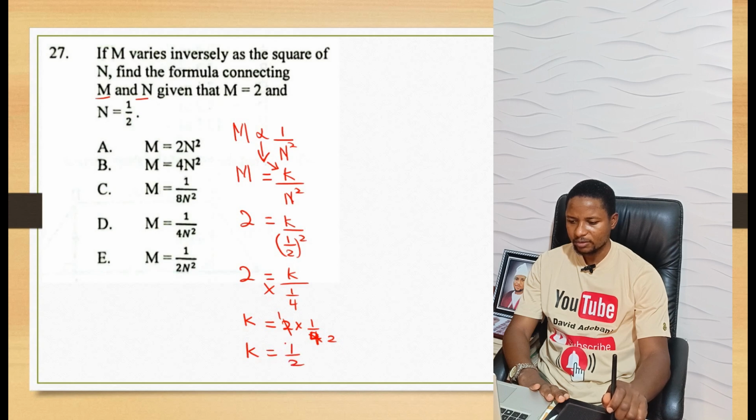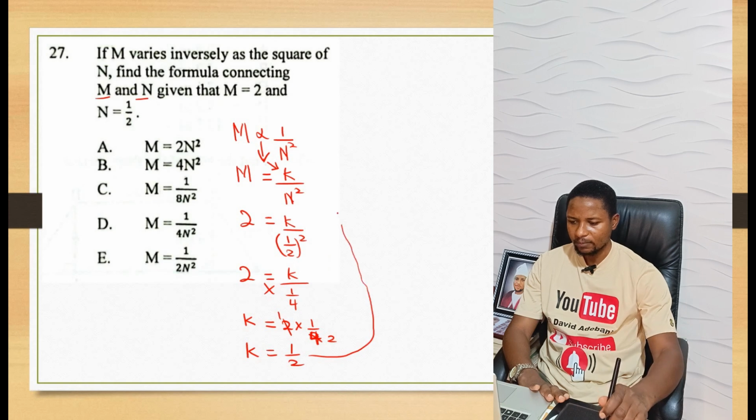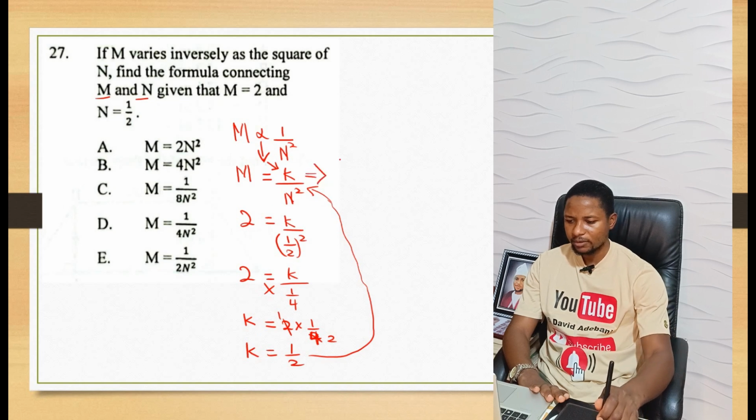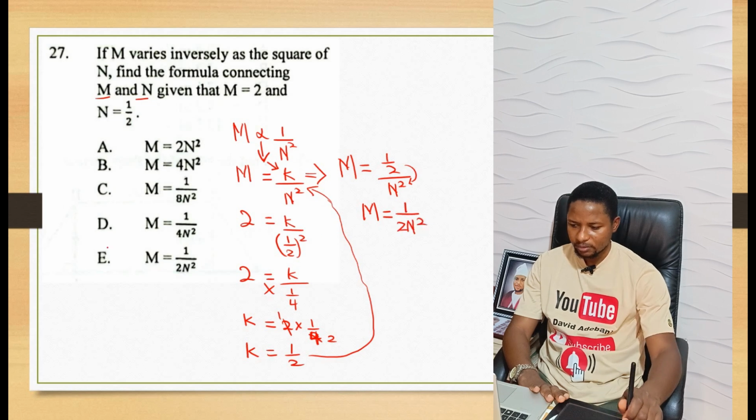Now that you have gotten k equal to 1 over 2, you will substitute this in the equation that we have here. Meaning anywhere you see k is now what? 1 over 2. So your expression from here will turn to m equal to 1 over 2 over n squared. So you can just drop down the 2, so you have m equal to 1 over 2n squared. And the only answer that carries that is option B.